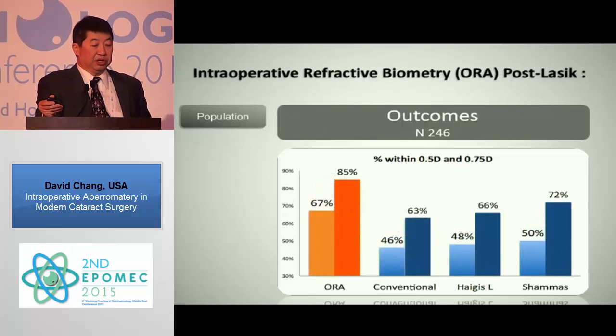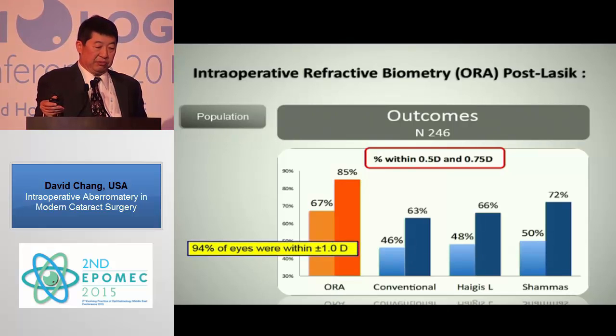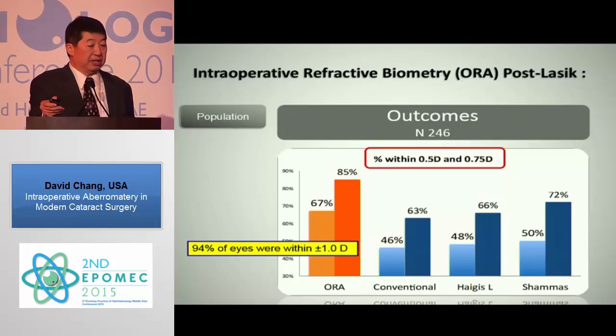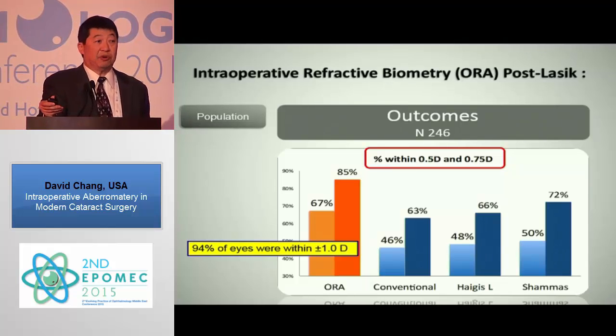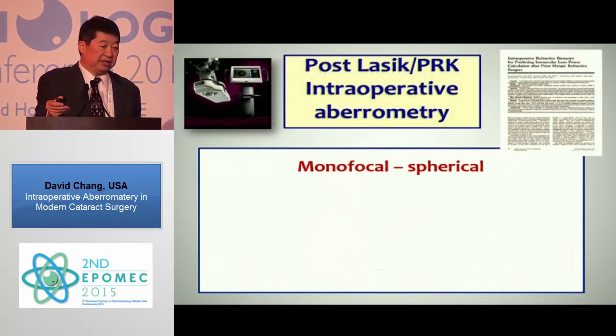And if you want to look at within three-quarters of a diopter, that would be the darker shade of the orange and the blue. And basically 94% of the eyes were within a diopter. So this is 246 eyes from multiple practices showing the value of that.